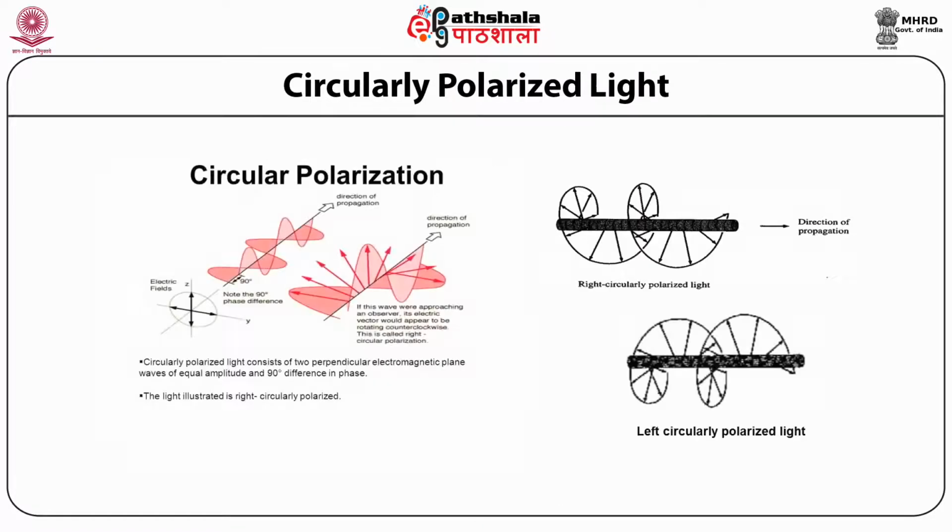We discuss how we produce circularly polarized light. You can see here there are two types of light: left circularly polarized light and right circularly polarized light. Circularly polarized light consists of two perpendicular electromagnetic plane waves of equal amplitude and a 90-degree difference in phase. That leads to the formation of circularly polarized light. The light illustrated is right circularly polarized light when it is directed towards the right side, while the other is left circularly polarized light.